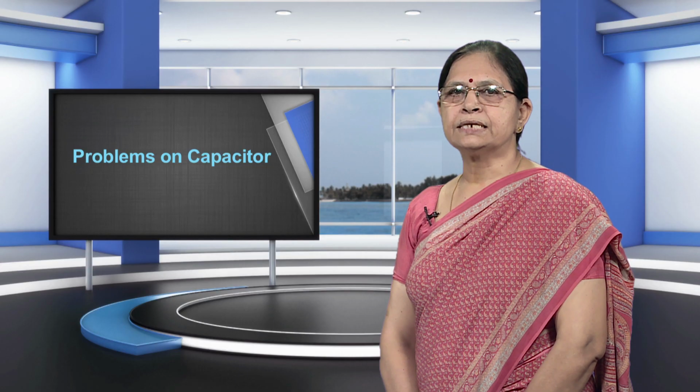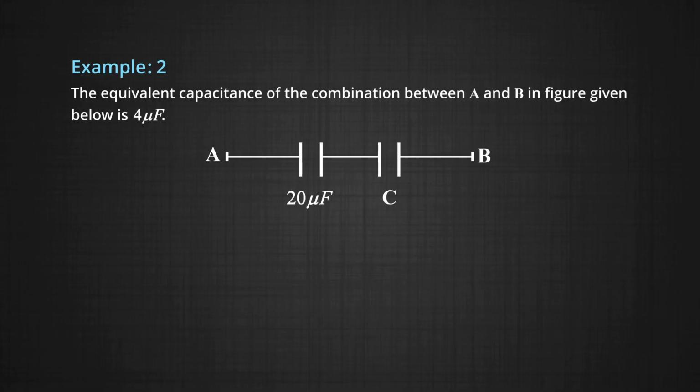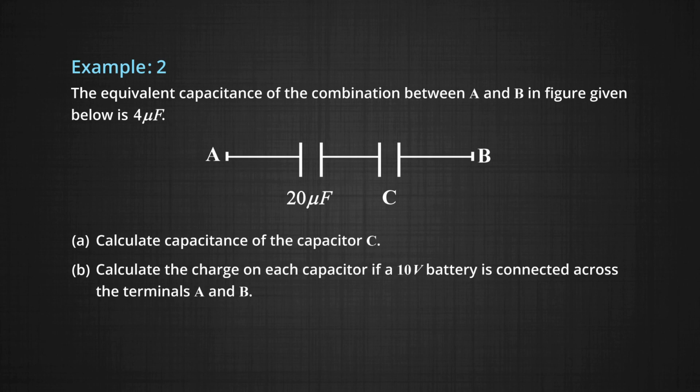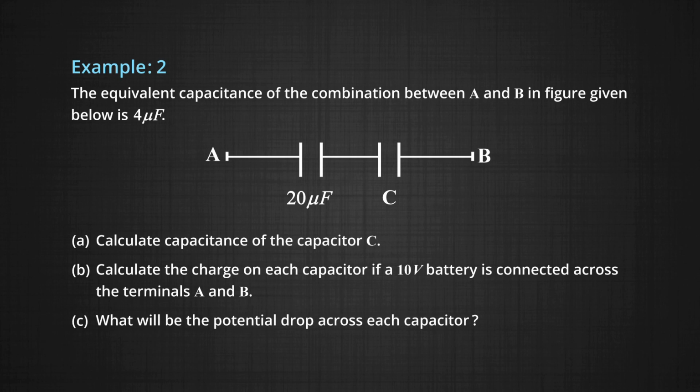Now, we go to example number 2. The equivalent capacitance of the combination between A and B in the figure given below is 4 microfarad. Now, part 1 of the question is calculate the capacitance of the capacitor C. Part B, calculate the charge on each capacitor if a 10 volt battery is connected across the terminals A and B. Part C, what will be the potential drop across each capacitor?